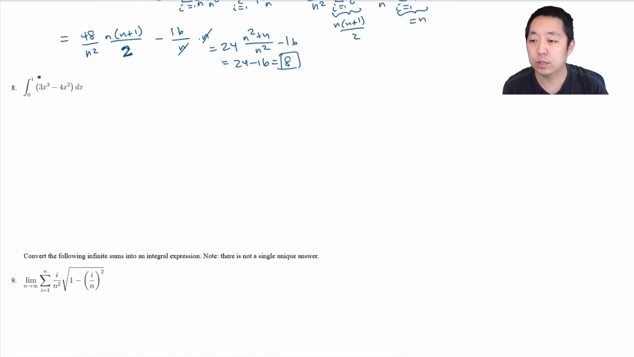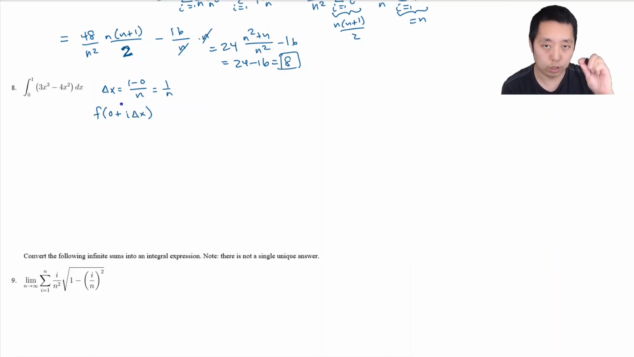Okay, so let's take a look at this one here. So here we're doing the integral from 0 to 1 of 3x cubed minus 4x squared. Again, the width of each rectangle is going to be the width of the interval, which is 1 minus 0 divided by n. That's 1 over n. And then for the height of each rectangle, I start at 0 and I add in i times delta x.